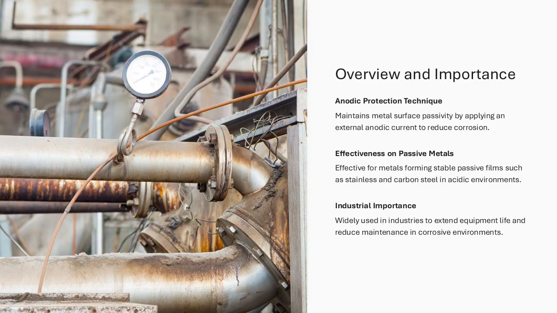Anodic protection is an advanced corrosion control technique that involves maintaining a metal surface in its passive state by applying an external anodic current. This method is particularly effective for metals that exhibit passivity, such as stainless steel and carbon steel in certain environments. The importance of anodic protection lies in its ability to significantly reduce corrosion rates, extend equipment life, and minimize maintenance costs. Unlike cathodic protection, which is suitable for active metals, anodic protection is ideal for environments where metals can form a stable passive film, such as in strong acidic solutions.